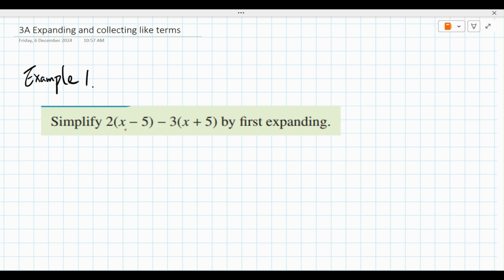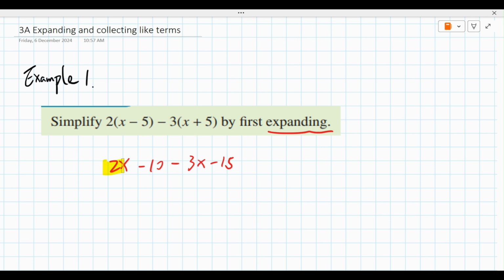First things first, let's look at expanding the bracket. We start with the question: expanding the bracket, 2x minus 5 minus 3 times x plus 5. That was a quick memorizing question. So 2x minus 10 minus 3x minus 15. So this is what we are expanding.